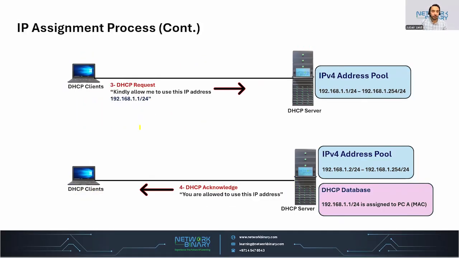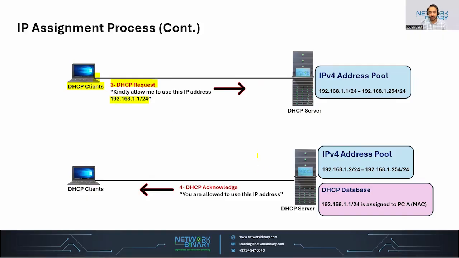Now, in the third step, when the client receives the offer message, it says, okay, you have offered this IP address, and I'm requesting you, please allow me to use this IP address. I'm sending the DHCP request message. Again, this is broadcast communication: source IP 0.0.0.0, destination IP the local broadcast IP address, and inside the layer 2 header, the source MAC address is the unicast MAC address of the interface, and the destination MAC address is going to be the broadcast MAC address.